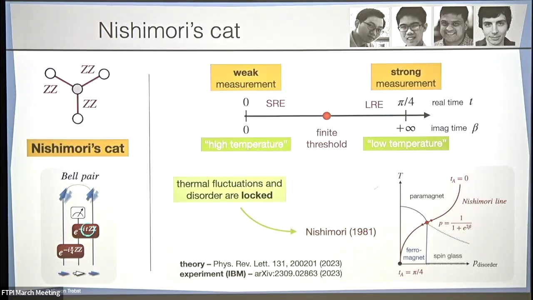And that's great because there is a transition between the paramagnet and the ferromagnet in that model. And in our language, the temperature scales in the following way. Weak measurement is up here at infinite temperature, and projective measurement is down here at zero temperature. So as a function of measurement strength, we trace out this temperature line, and we have to go through this phase transition, the Nishimori point. So that is our phase transition. Good, so that was a cool story.